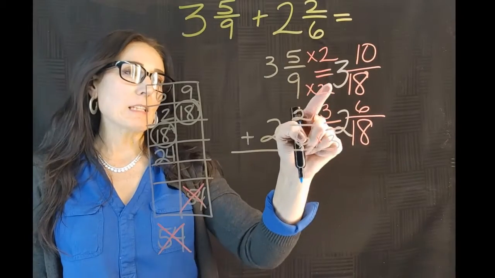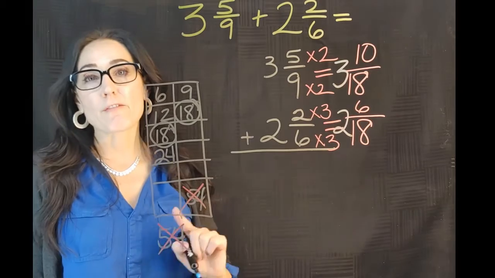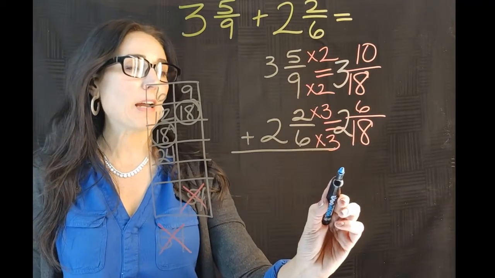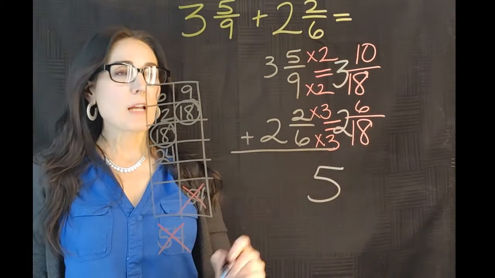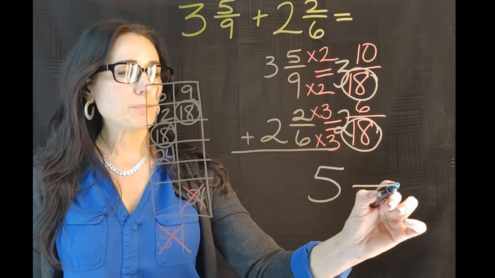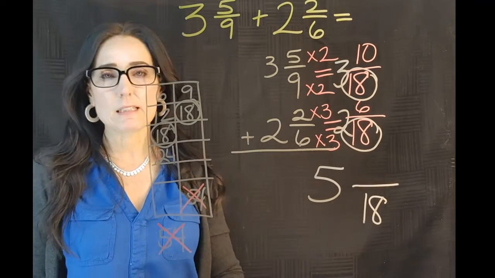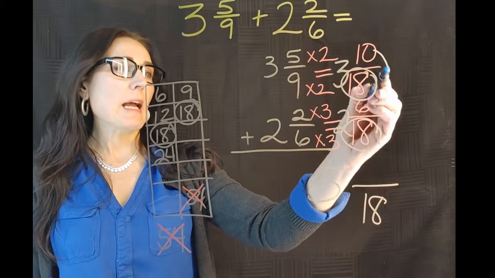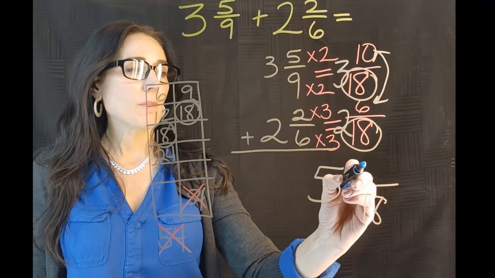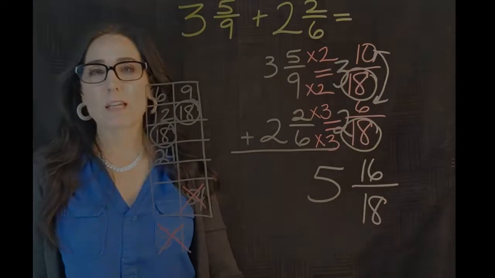And first off, I like to add my whole numbers. So I've got 3 plus 2 equals 5. That's my whole number. Now I know my denominator is going to stay 18, so I'm going to rewrite that as 18. And I'm only going to add my numerators here. So I've got 10 plus 6 equals 16.